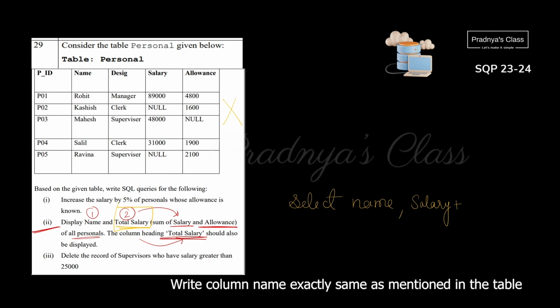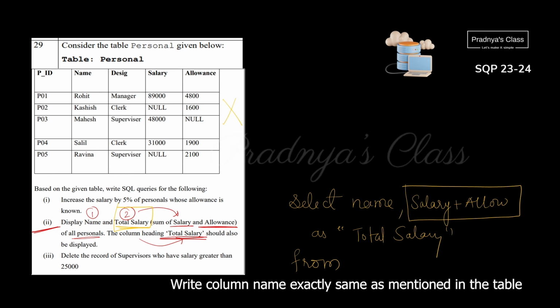We need to write salary plus allowance. While displaying we need to give name to this column. That we will be doing with as. The name is total salary. Finally, we will be writing the table name, from personal. So here is the query.